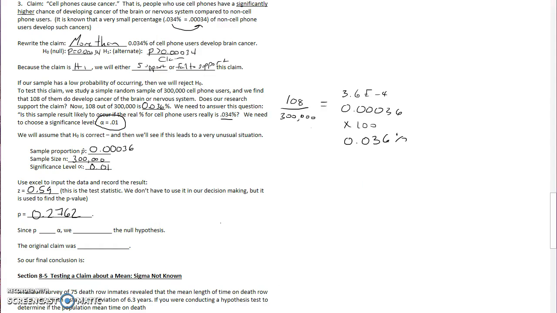I encourage you to go take a look at that flow chart we were working with. Since our p-value of 0.2762, and we compare that to our significance level of 0.01, we can see that our p-value is greater. Since our p-value is greater, then it's not unlikely that if we assume H0 is true that we get that result. So we fail to reject the null hypothesis.